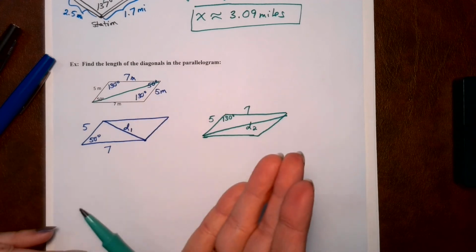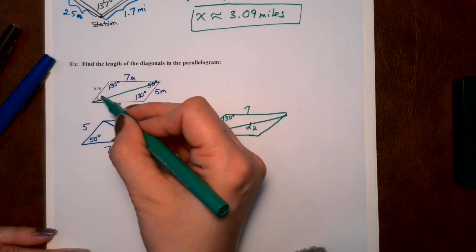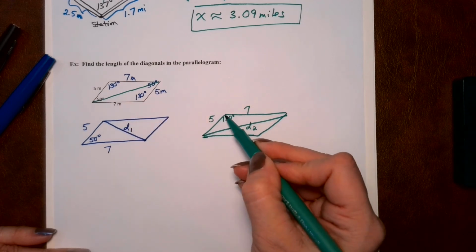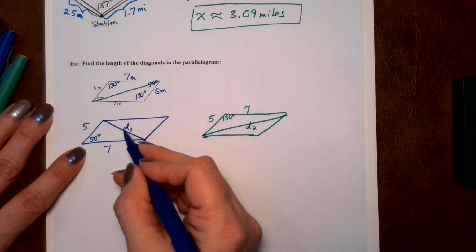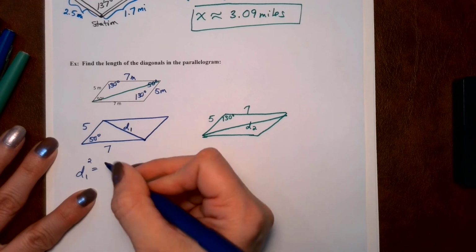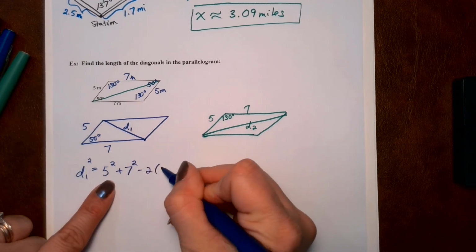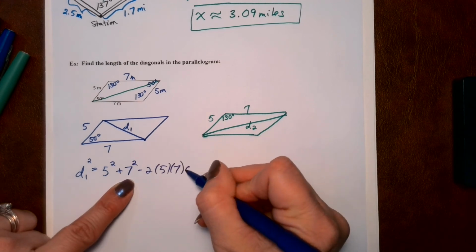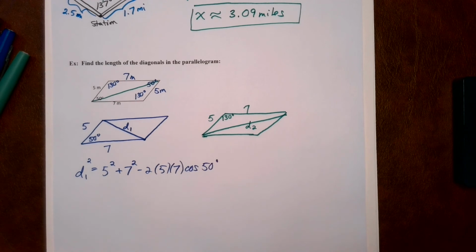No, because the parallelogram is tilted. This is not half and half. So we can't really work with this. We're going to use the 130. Okay, let's go for diagonal 1. Using law of cosines, diagonal 1 squared is equal to 5 squared plus 7 squared minus 2 times 5 times 7 times the cosine of 50 degrees.